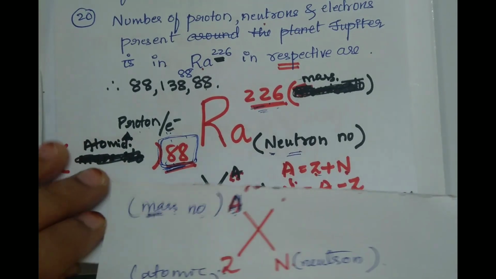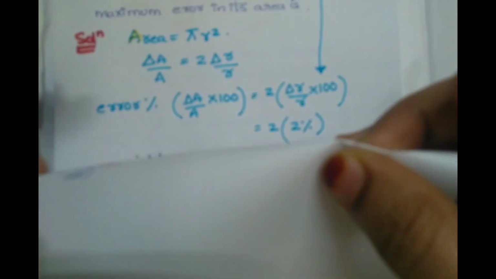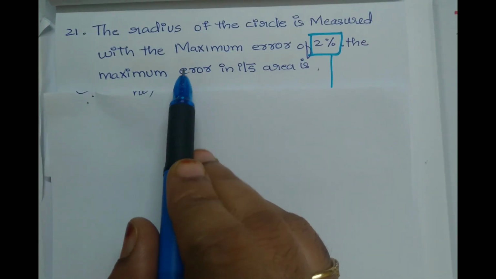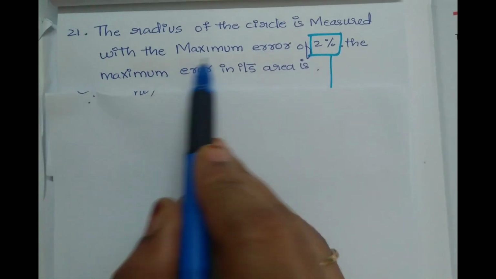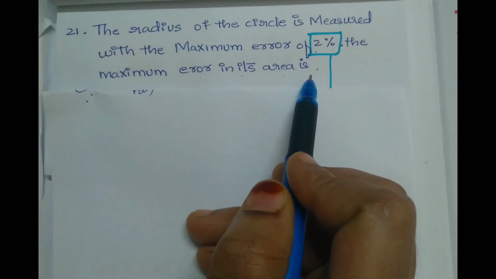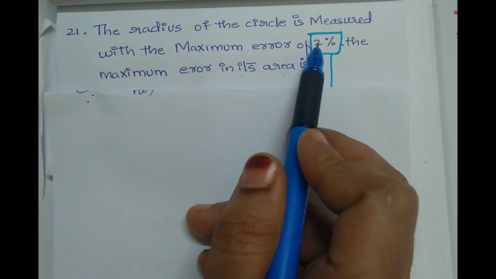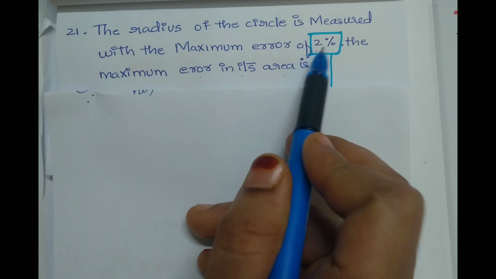Then next we have question 21. See, the radius of the circle is measured with the maximum error of 2%. The maximum error in its area is? They have given you the error measurement, that is, the maximum error in the measurement of the radius is 2%.